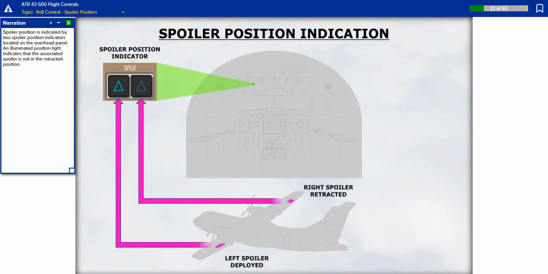Spoiler position is indicated by two spoiler position indicators located on the overhead panel. An illuminated position light indicates that the associated spoiler is not in the retracted position.